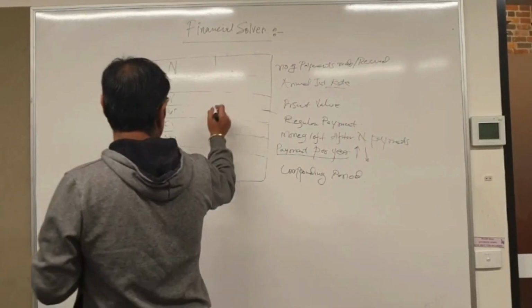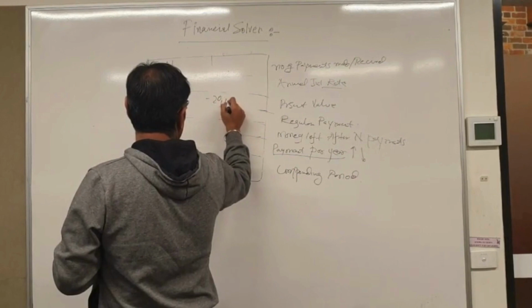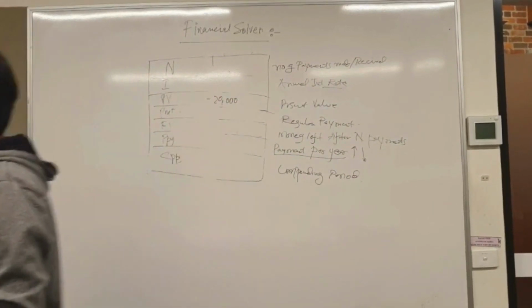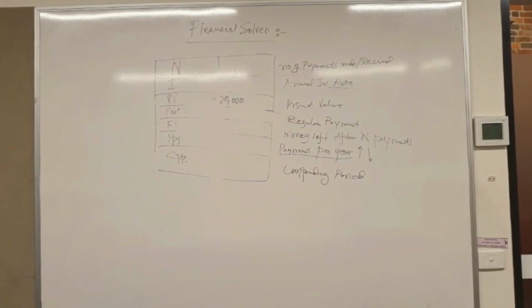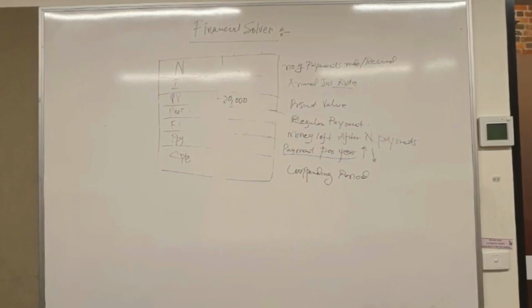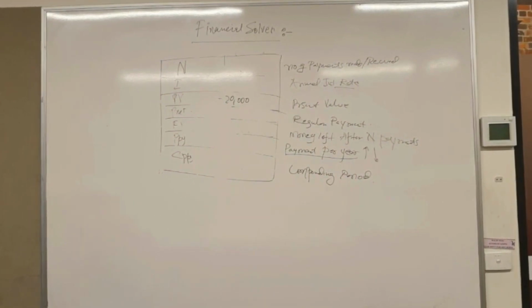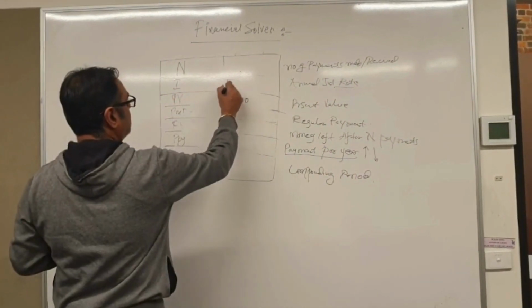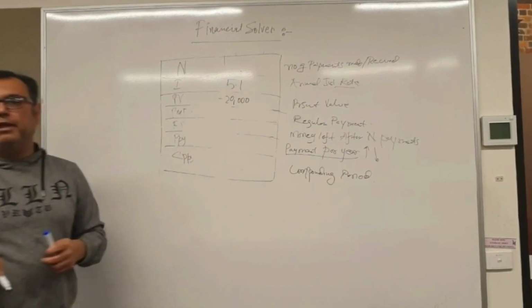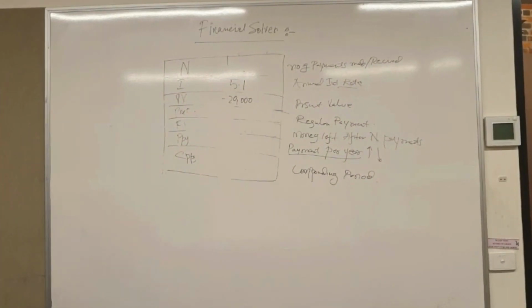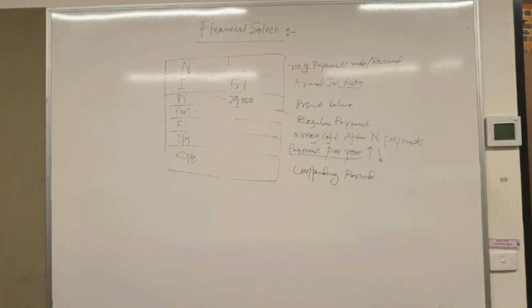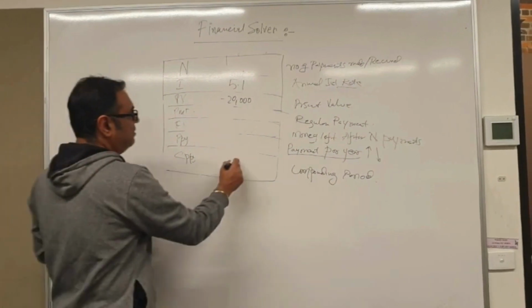Investment. So negative 20,000 here, right? Into an investment paying 5.1%. I is 5.1 per annum. Compounding monthly. CPY is 12.